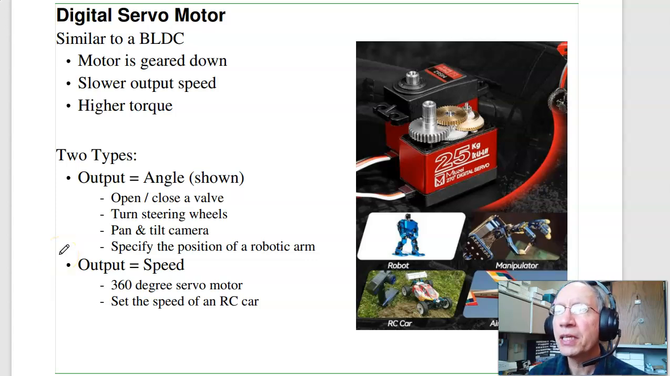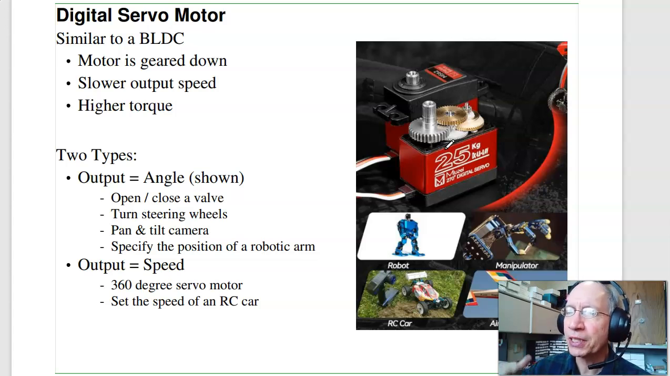Last type of motor is a digital servo motor. Now these are kind of nice for robotics, for RC cars, stuff like that. It's a little servo motor that's been geared down. That gives you more torque and less speed. Motors are designed to spin, so when I control like the elevator, I don't really need it to go 2,000 RPM, just want to go up and down. That also gives you higher torque.